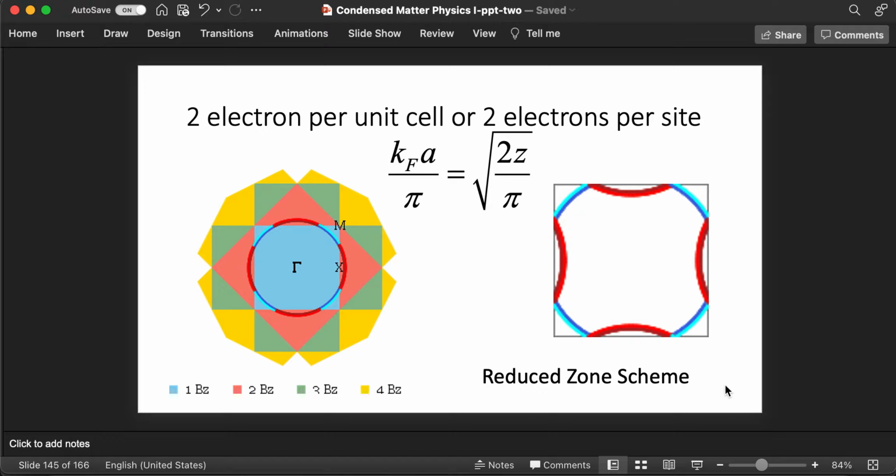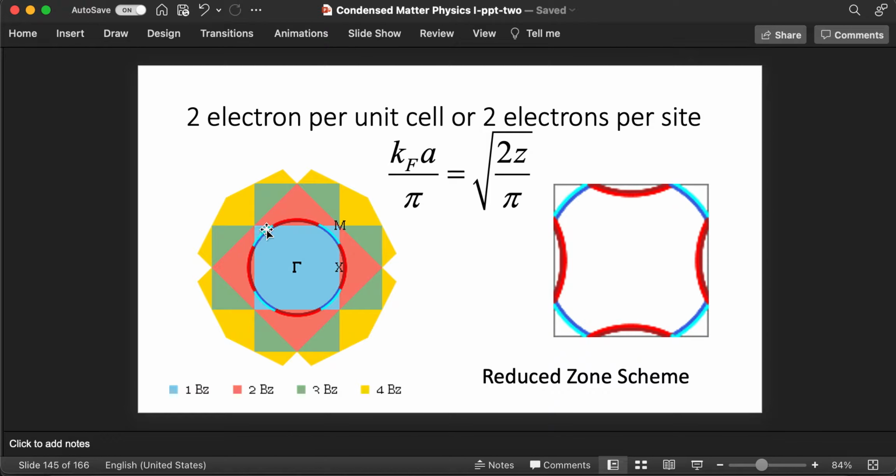So now we consider 2 electrons per unit cell or 2 electrons per site. So Z in this expression will be 2. Now the Fermi radius has become much bigger, and you can see that it actually extends into the second Brillouin zone, and you have this small segment that's in this pink region. So you can take this pink region and reduce it by a reciprocal lattice vector and push it down here. This one gets reduced here, this goes down, and that goes on top, and that's the reduced scheme here.